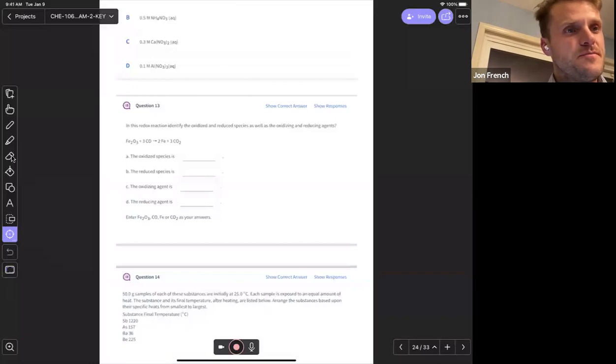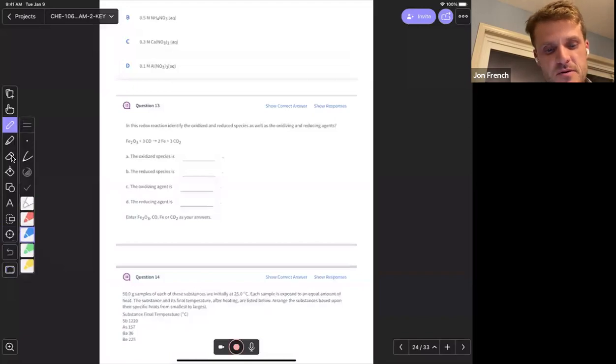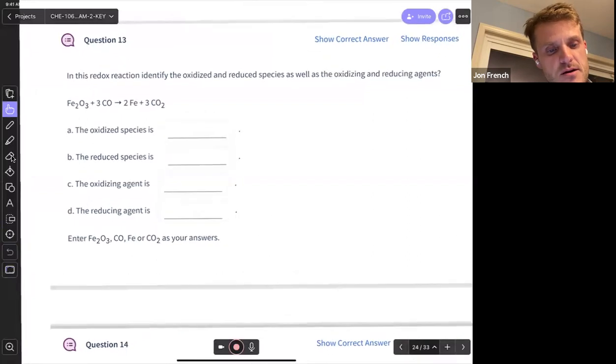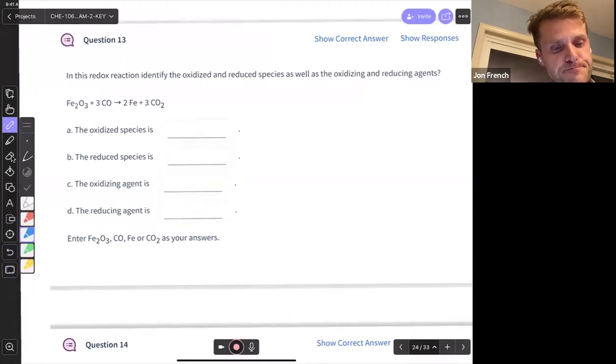All right, question 13. Here's another redox reaction for us. Here's rust, or actually, no, we're making iron. We're making iron, iron 3 oxide. This one's kind of hard to see, but we're going in numerical order, Sam. We're on question 13, so it'll be a little bit until we get to 24.